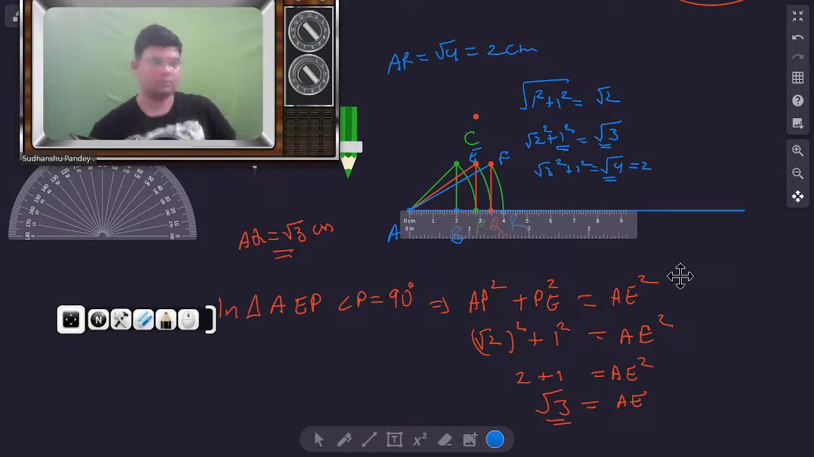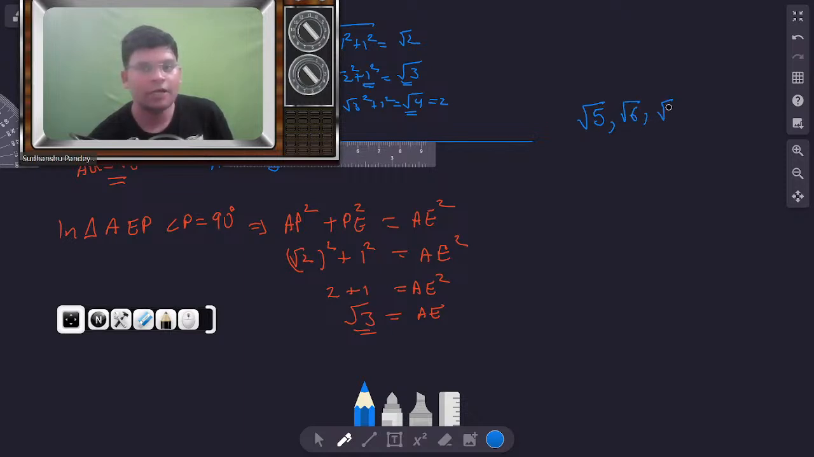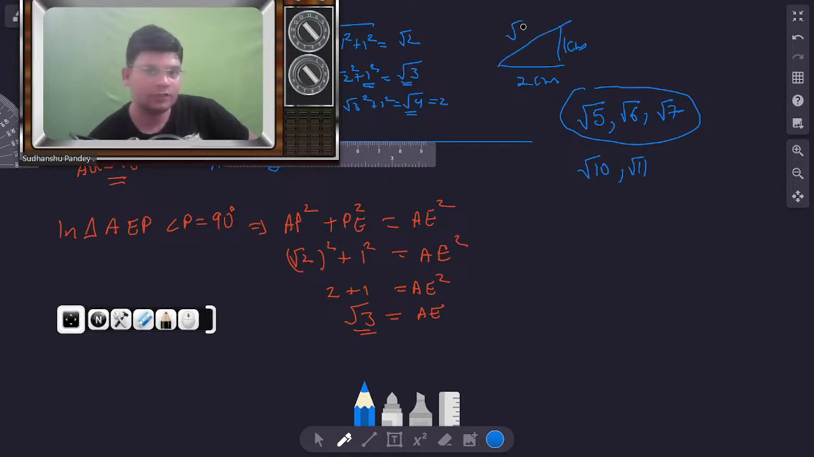No. So now there is a homework for you. The homework is to draw under root 5, under root 6, under root 7, under root 10, under root 11 separately. ठीक है, देखो ये तीनों एक साथ बनेंगे. कैसे बनेंगे ध्यान देना. 2 सेंटीमीटर की लाइन खींचोगे और 1 सेंटीमीटर की लाइन खींचोगे. This will be root 5.